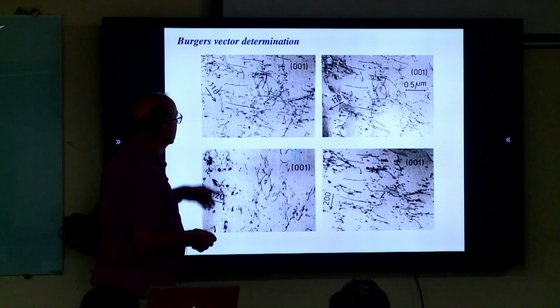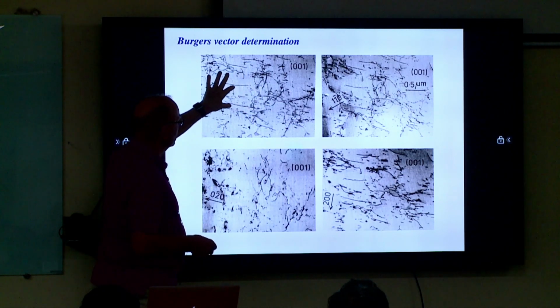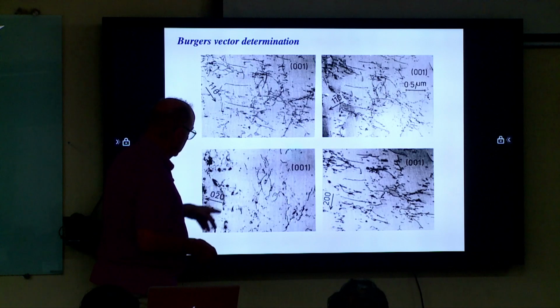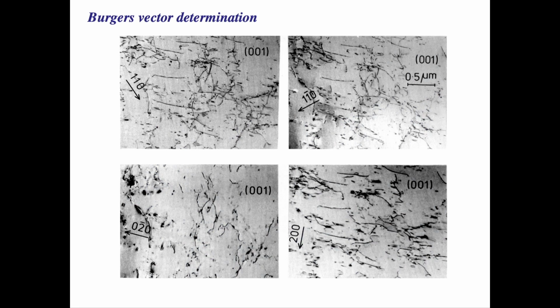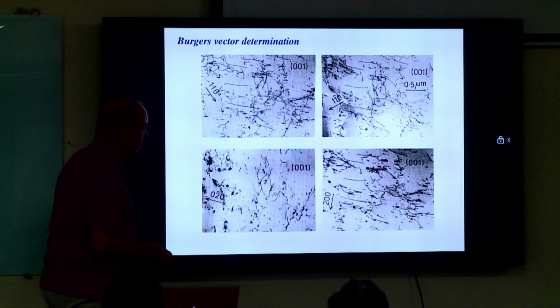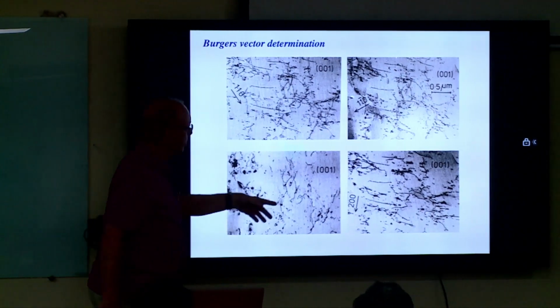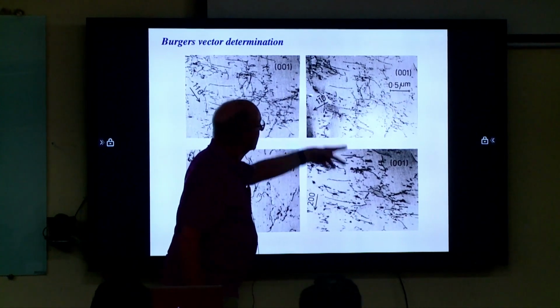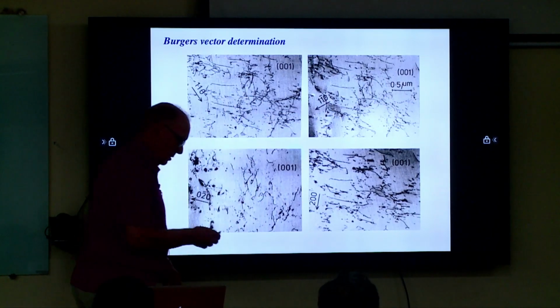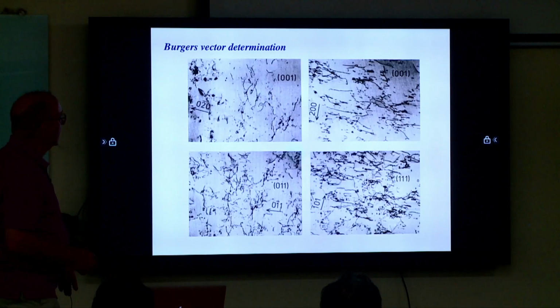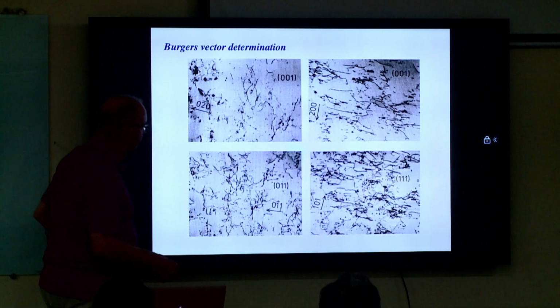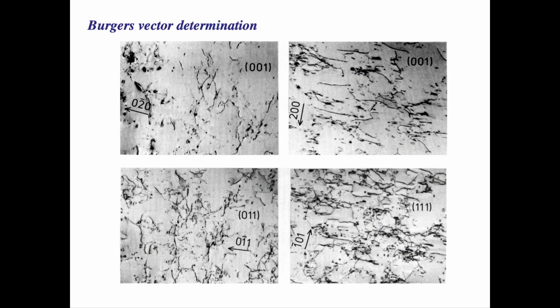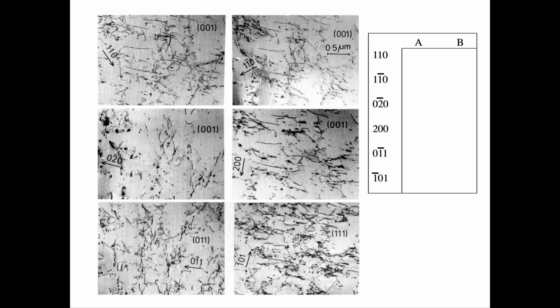Let me go back here. So those two here, say to start with, and if you look at 0 bar 2 0, they're no longer visible. So we'd have to say this is going to be a g·b = 0 condition, this is going to be a g·b ≠ 0 condition. You can see that they're back here, those two, and they're here in that condition there. They're out of contrast here again, and in fact they're out of contrast here. So we can build this table up here.